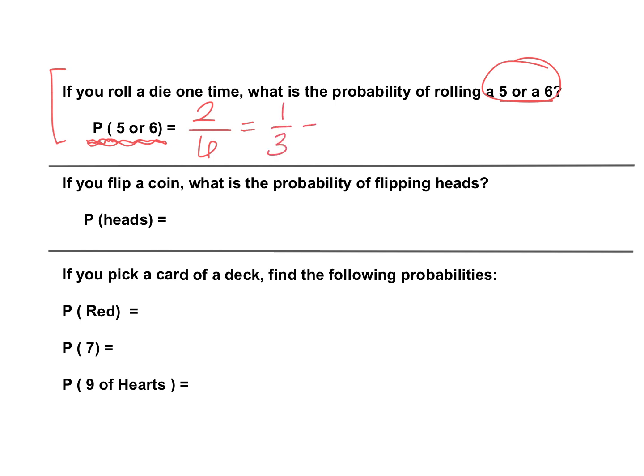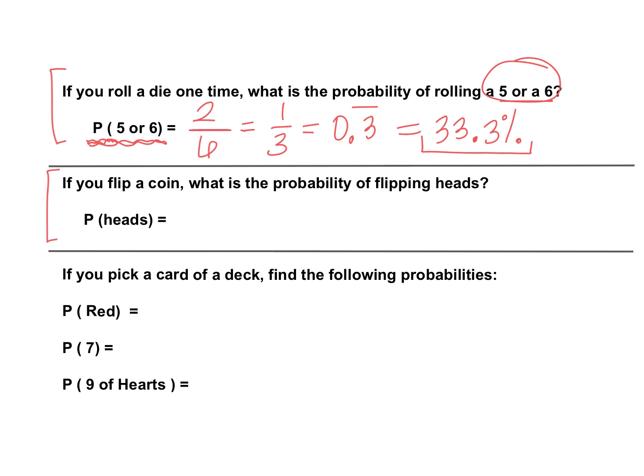And then we're going to write it in all forms. So 1/3 is also 0.3 repeating, which is 0.33333. So then that would also be 33.3% if we round it to the tenth. So we have a 33.3% chance of rolling a die and getting a 5 or a 6.